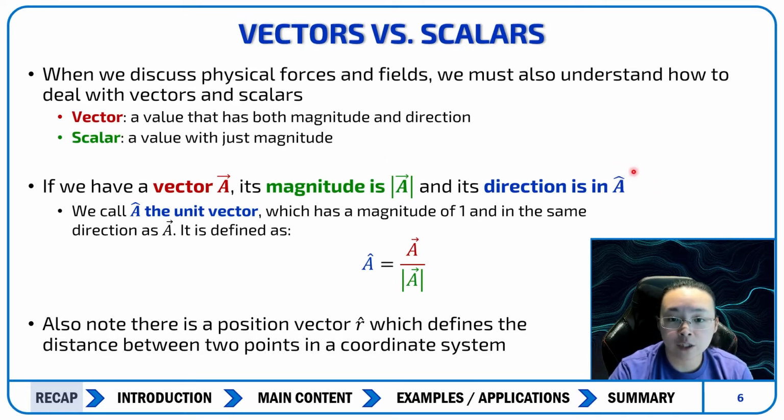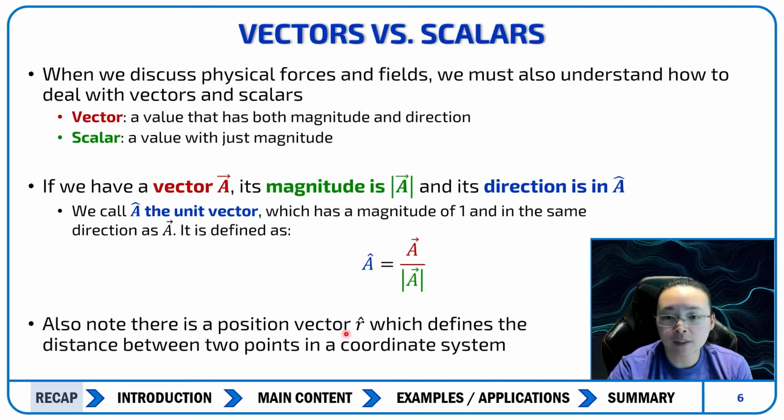Now, the direction A hat we call the unit vector, which has a magnitude of 1 and is in the same direction as the original vector, and it's defined as follows. A hat is equal to the total vector A divided by the magnitude of the vector. That basically means that you have a value of 1.